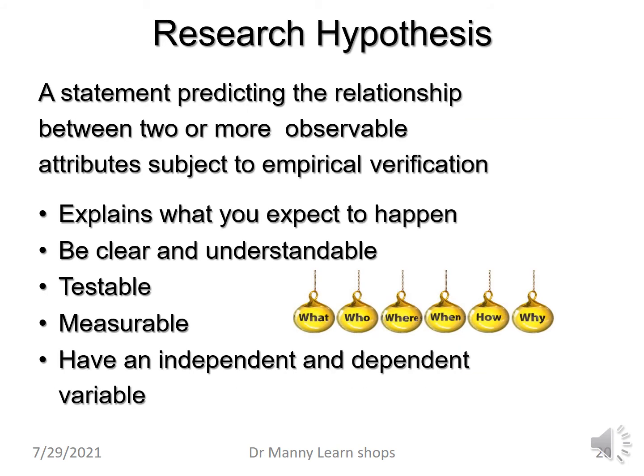When we look at the research hypothesis, which we'll be looking at in a little bit more detail as we go through this course, a research hypothesis is basically a statement predicting the relationship between two or more observable attributes subject to empirical verification. It basically explains what you expect to happen. You need to be clear and understandable. It has to be testable, measurable, and it has to have an independent and a dependent variable. It's the what, who, where, when, how, and why, essentially.